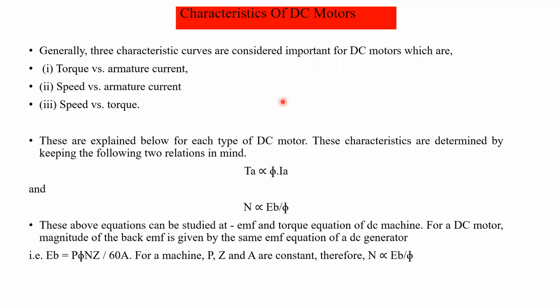Okay, so now today we are going to discuss the characteristics of DC motors. Generally here we are going to discuss only shunt and series motors. We are not going to discuss the characteristics of separately excited and compound motors. Only shunt and series motors in the third unit. Generally three characteristic curves are considered important for DC motors.